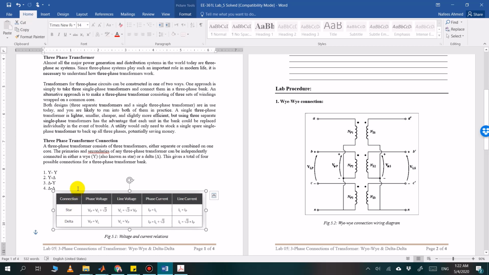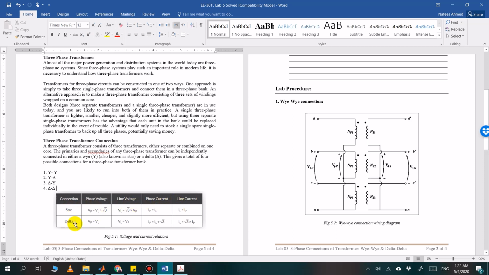So the characteristics of a star connection is that we have two different voltages. We have phase voltage and we have line voltage. On the other hand, if we talk about current, then we will have the same current. The line current and phase current both will be the same in the star connection.